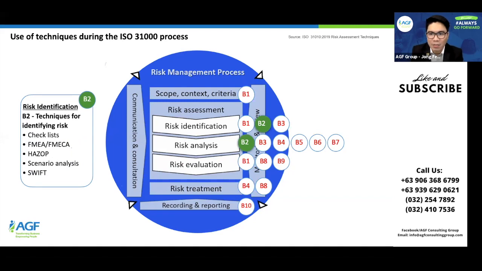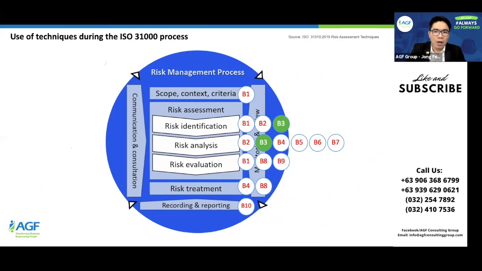Let's go to risk identification. These are the different techniques for identifying risk. We have checklists, FMEA or FMECA, HAZOP, scenario analysis, and then SWIFT. You may want to use these specifically for risk identification. Take note as well that you can also use these techniques with risk analysis, so it's sort of a crossover from risk identification to risk analysis.